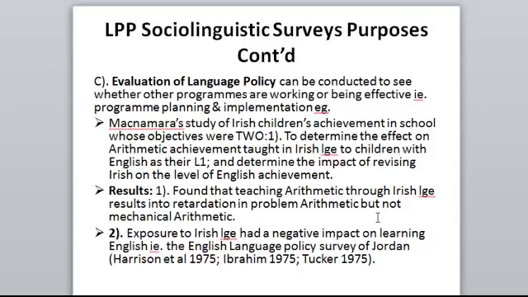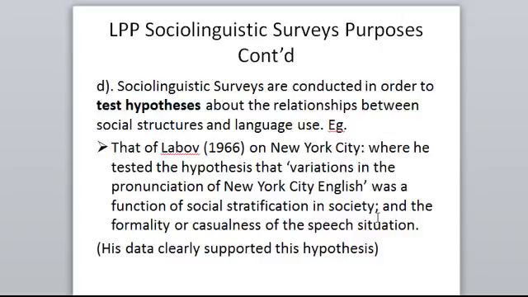Then from there, let's talk about the other purpose. The other purpose is to test hypotheses. So, sociolinguistic surveys can be used for testing hypotheses. How does this go? Some sociolinguistic surveys are conducted in order to test hypotheses about the relationships between social structures and language use.